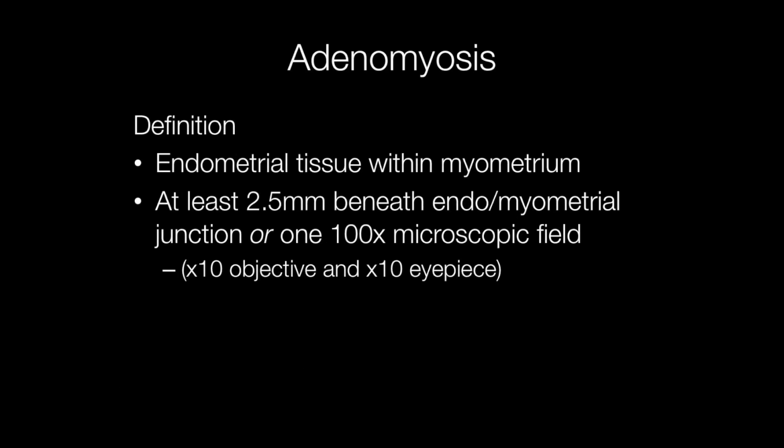The definition of adenomyosis is where there is endometrial tissue within the myometrium at least 2.5 millimeters beneath the endomyometrial junction, and that roughly equates to a times 100 microscopic field, that is a times 10 objective and a times 10 eyepiece combined.